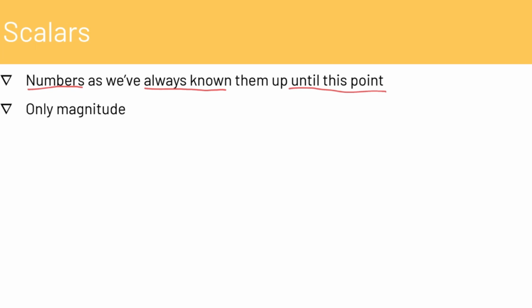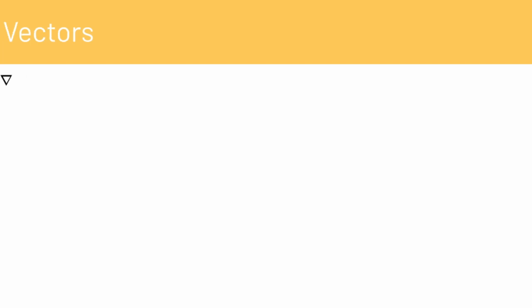So we can also think of a scalar as being a number with only magnitude. So it's only a size. So think about the temperature. So 100 degrees. That is a good example of a scalar. All right, so we've defined a scalar.